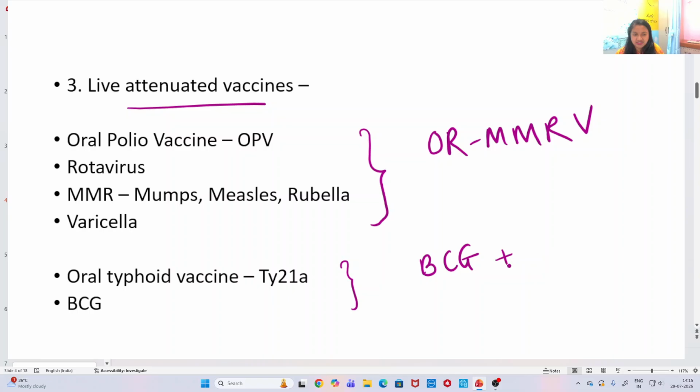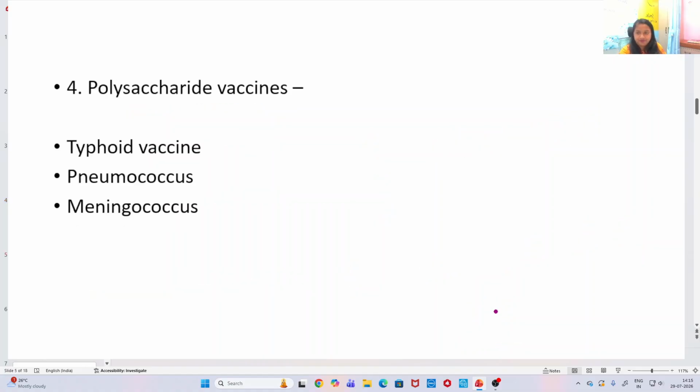typhoid. Okay, BCG and oral typhoid. So you can remember this as TB mnemonic. Everybody remembers BCG is a live attenuated vaccine, but you also need to remember oral typhoid vaccine is a live attenuated vaccine. So T for typhoid and B for BCG.